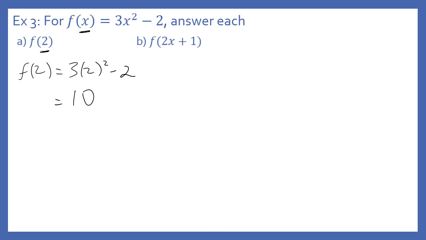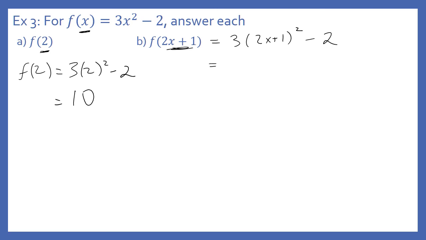And then b here, wherever you see x, replace it with 2x plus 1. So 3 times (2x plus 1) squared minus 2. Again, don't distribute that 3 in first. Do the brackets. And if you don't remember, going back to like grade 10, to deal with the square, just write that 2x plus 1 side by side and FOIL.